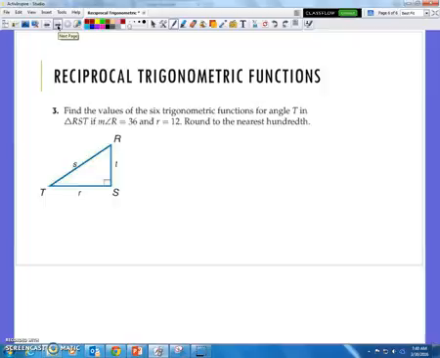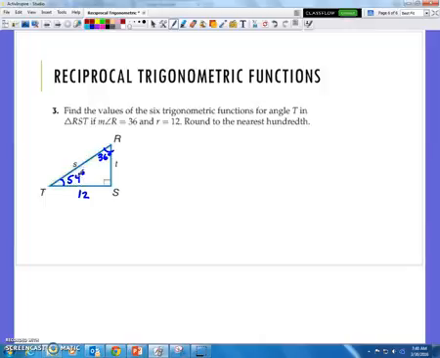It says find the values of the 6 trigonometric functions for angle T in triangle RST if angle R is 36, R is 12, round to the nearest hundredth. Okay, so let's do it. We're looking for angle T. I do have an angle and a side length, so I know I can find all the trigonometric values that I need. Just for reference here, if this is 90 and this is 36, that leaves me 54 degrees for angle T. Might be important later.